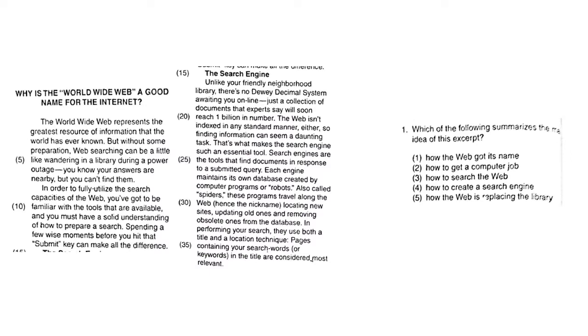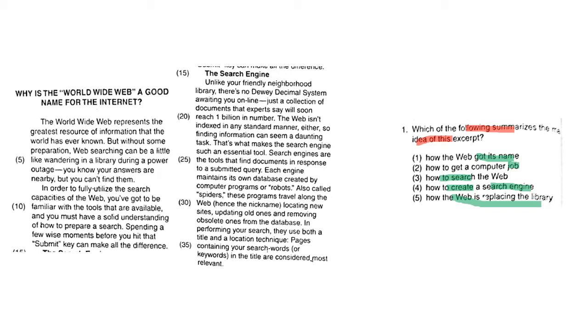So question 1. Which of the following summarizes the main idea of this excerpt? Number 1, how the web got its name. Number 2, how to get a computer job. Number 3, how to search the web, the internet. 4, how to create a search engine. Or 5, how the web is replacing the library.